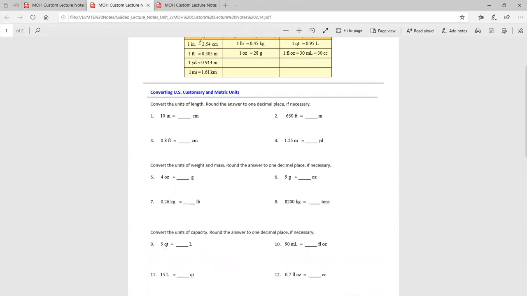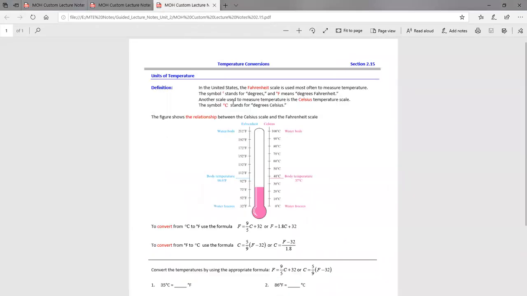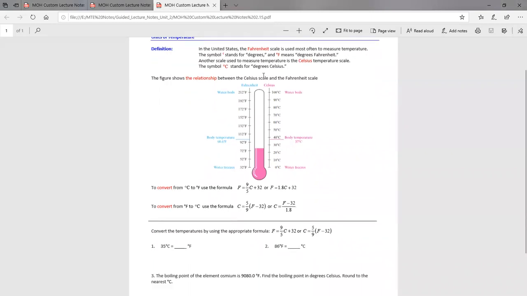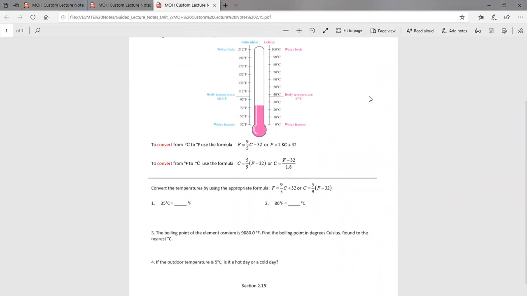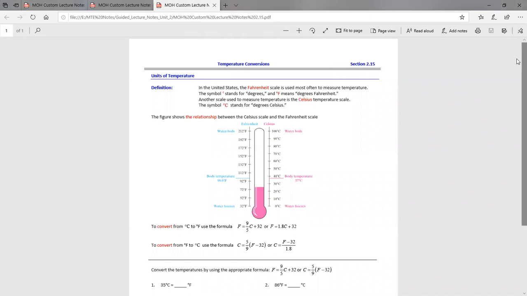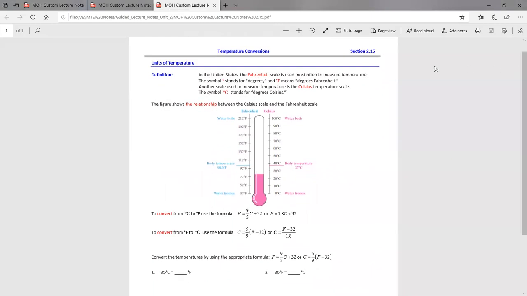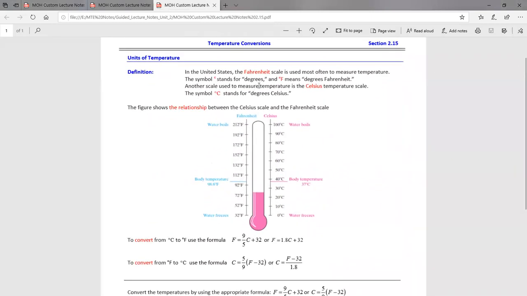Clear screen. Take off annotate, switch, here we go. So our last conversion, our last section, I thought my screen was freezing again. I was a little worried, is temperature conversions.